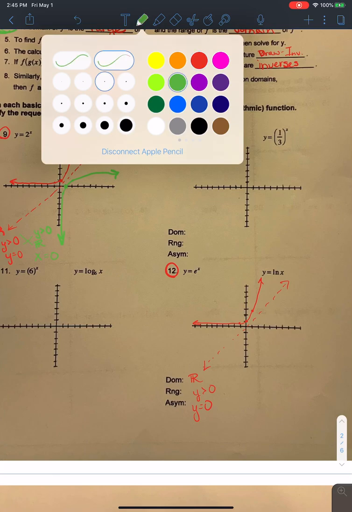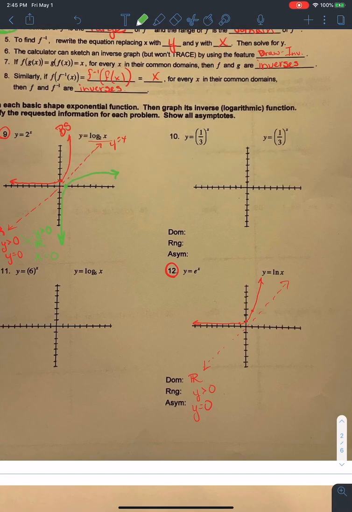I'm going to switch over to my new color and reflect these points. I was at the point 0, 1, now I'm at 1, 0. I was at 1 and 2.7, now I'm at 2.71, 1. And I was down here at about -1-ish as a mirror image of this point across the line of reflection.